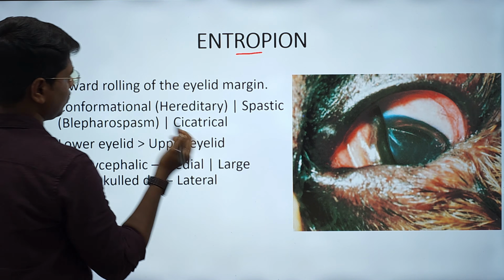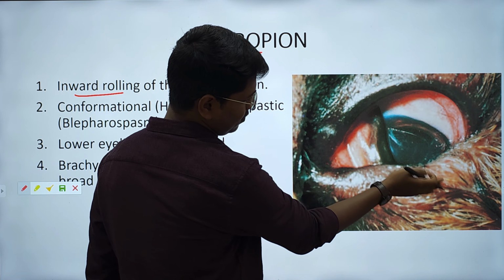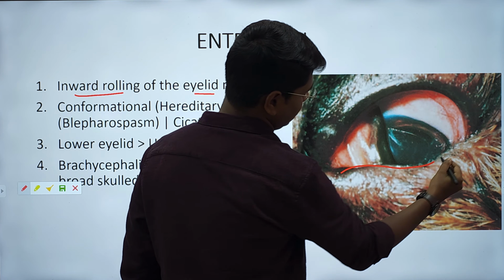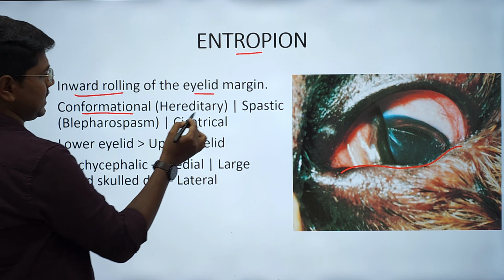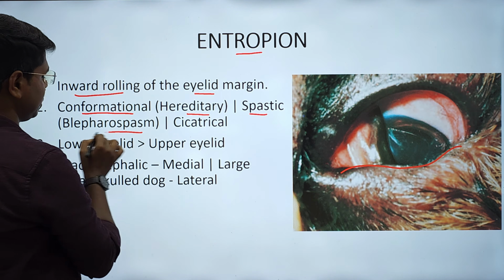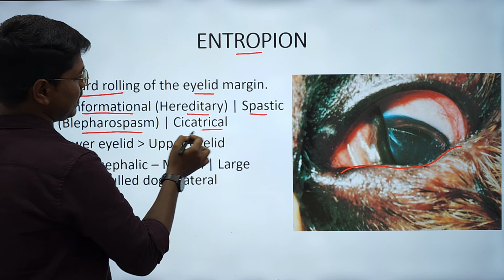Entropion is basically inward rolling of the eyelid margin. You can see here, this is inward rolling of the lower eyelid, which has been rolled inwardly. It can be conformational, which is basically hereditary. It can be due to spasm, blepharospasm, paralysis, or it can be cicatricial.